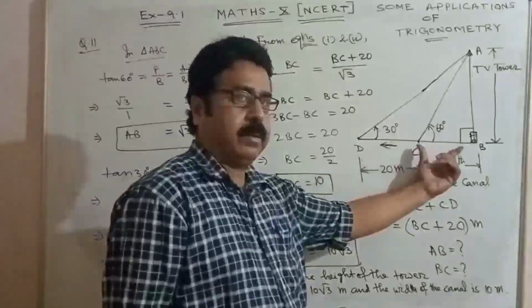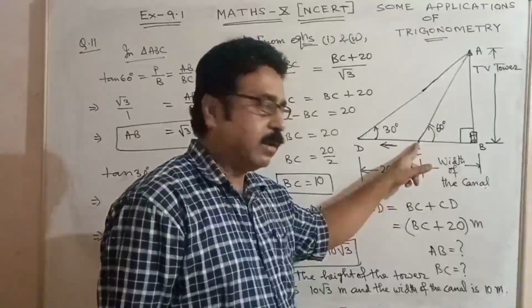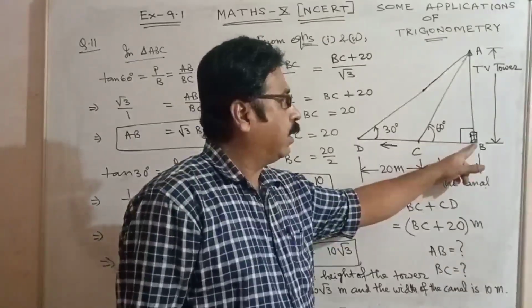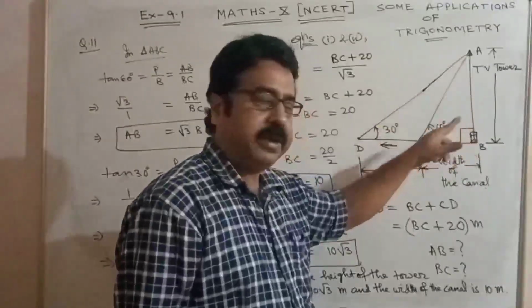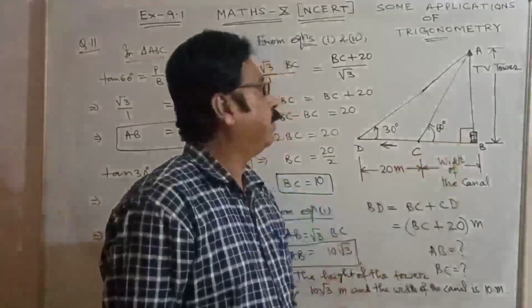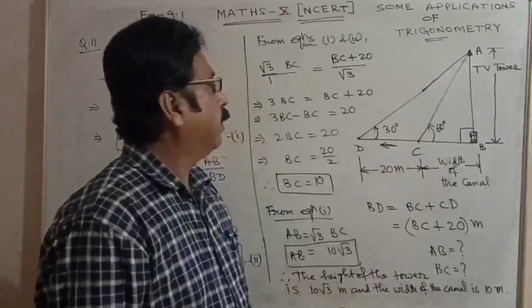BC is the canal. This is one side of the canal. This is the other side of the canal. Here the TV tower is standing upright, that means at 90 degrees. The angle of elevation from point C is 60 degrees.